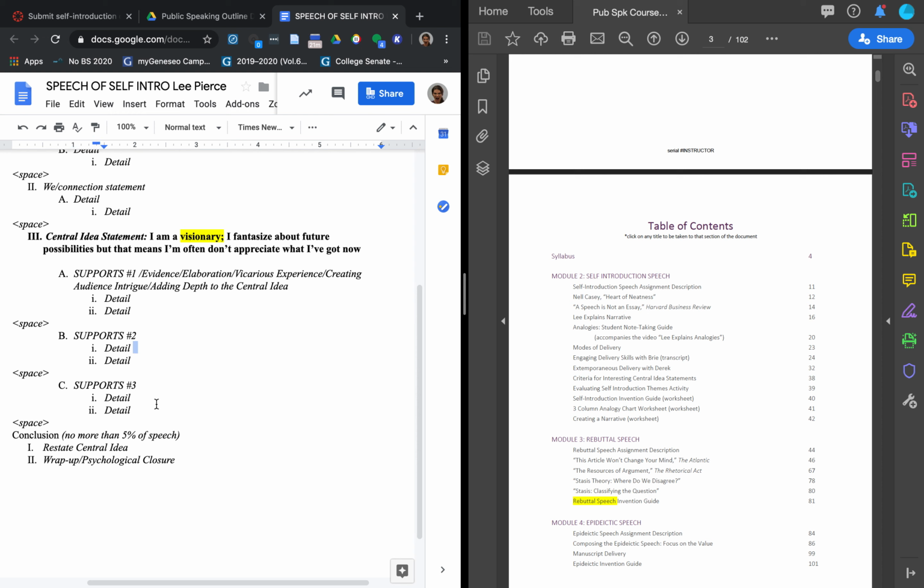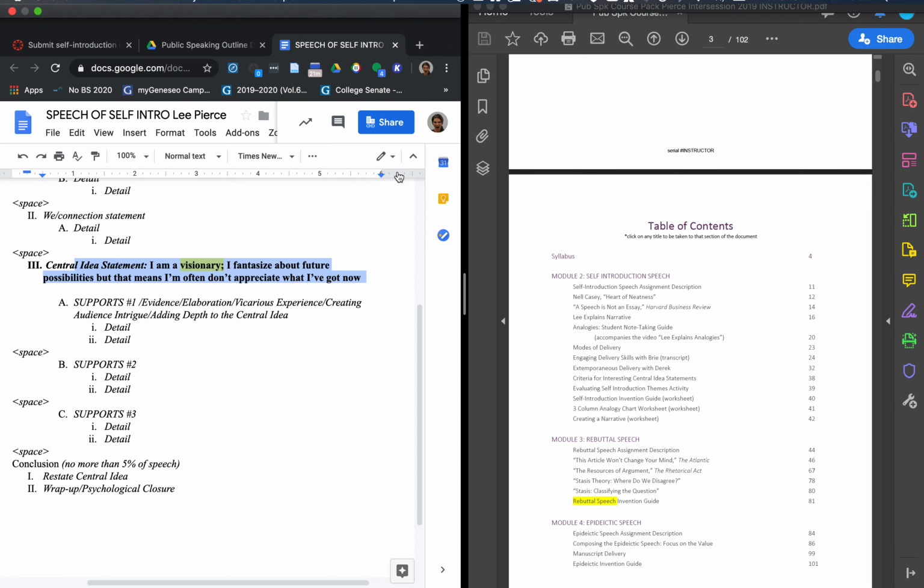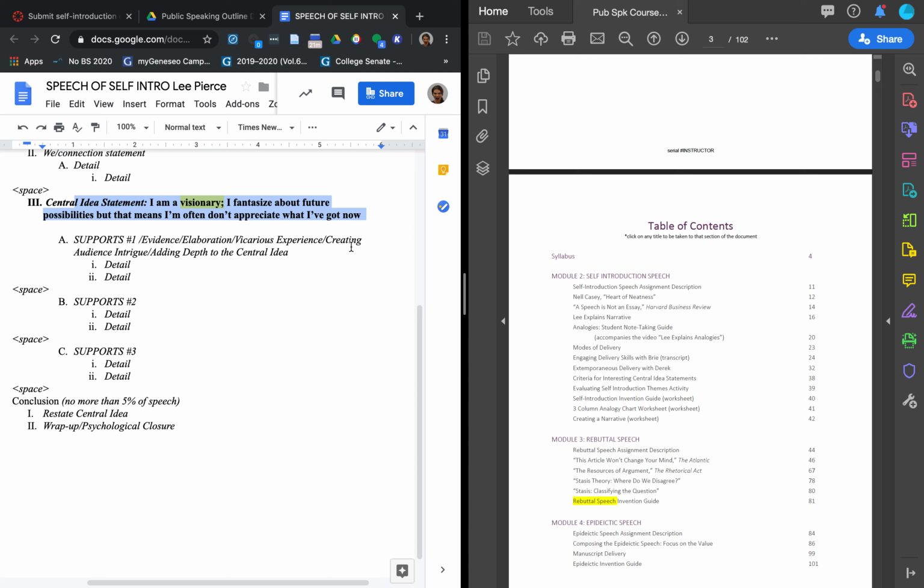But here's what normally happens with speeches of self-introduction. People come up with a point of the speech, and then they just keep saying it again and again and again. Here's the deal. You've already said the main claim of the speech. I got it. The point you're putting forward in this assignment is that you're a visionary, and the strength of that is that you're really good at coming up with the big ideas, but you don't necessarily appreciate the present moment. Okay, there is your central idea. I don't want to see that sentence again until the restate of the central idea.